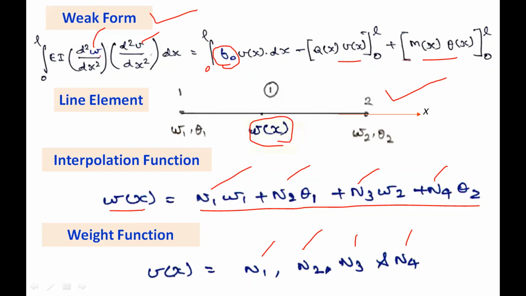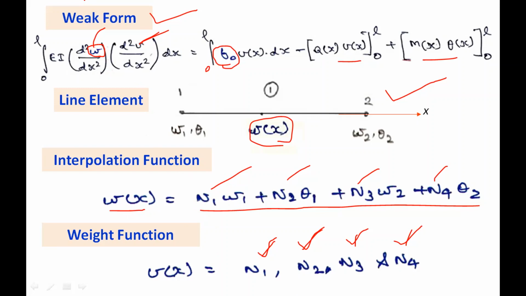When we substitute w of x here, w of x is equal to n1 w1 plus n2 theta 1 plus n3 w2 plus n4 theta 2, and for your weight function v of x, when you consider the first weight function as n1, we will get one simultaneous equation. When you substitute v is equal to n2, we will get the second equation. By substituting n3, we will get the third equation, and n4 will give you the fourth equation. Arranging all the four simultaneous equations in matrix form is going to be the element characteristic equation for the beam element. When we substitute this n1, n2, n3, the shape function will be differentiated two times, right?